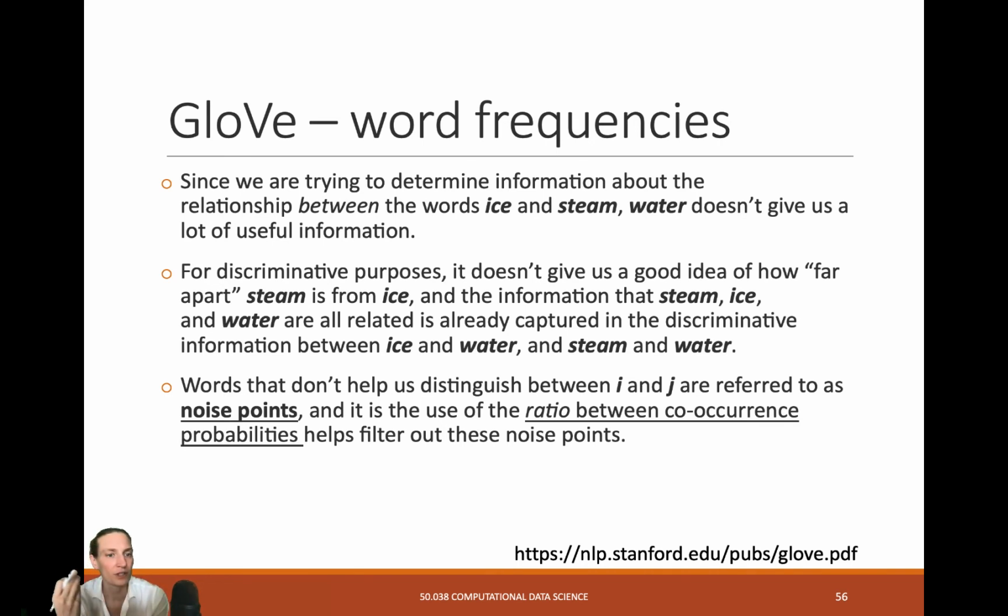So for discriminative purposes, we can say that it doesn't give us a good idea of how far apart steam is from ice if we just use the probe word water. So words that don't help us distinguish between i and j, probe words, are referred to as noise points. And it is the use of the ratio between the co-occurrence probabilities that helps us filter out these noise points and focus on the more relevant probe words.